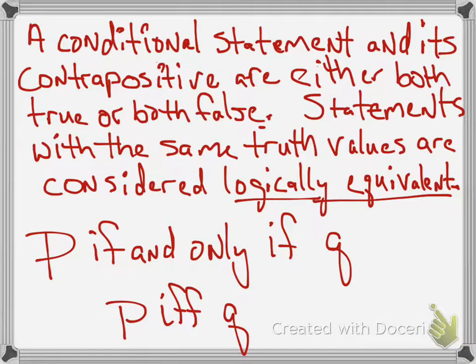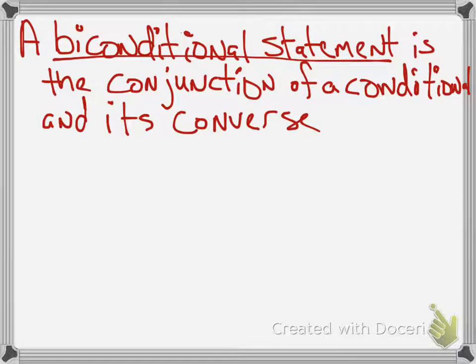A conditional statement and its contrapositive are either both true or both false. That kind of helps to know. Statements with the same truth values are considered to be logically equivalent. P if and only if Q, sometimes written as P IFF Q, which means if and only if. That's just a mathematician's shorter way of writing it. And then one last part I want to cover: a biconditional statement is the conjunction of a conditional statement and its converse.